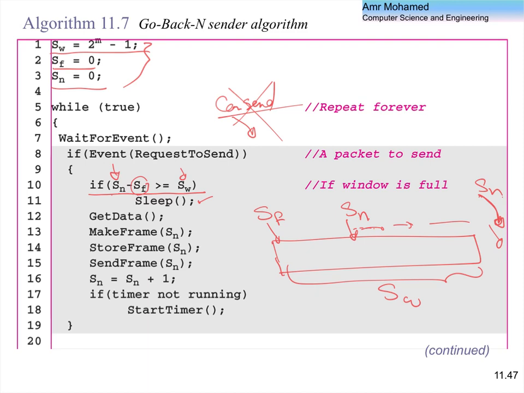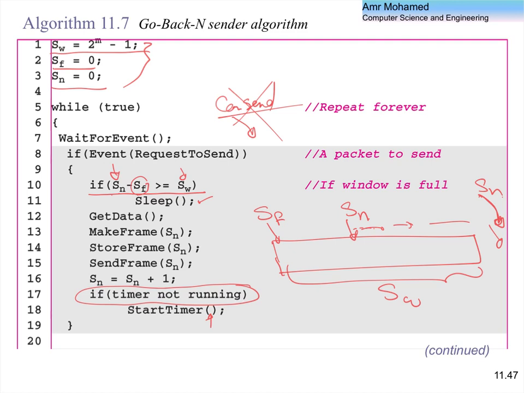Other than this, you see the same sequence as stop and wait, except that I have to start the timer. So here, if the timer is not running, then start it. And this is very key because this indicates that I only need 1 timer for Go-Back-N, only 1 timer. Here I do not have to specify anything. It's 1 timer for the entire protocol, whether it started or stopped.